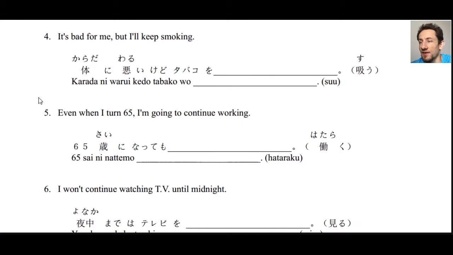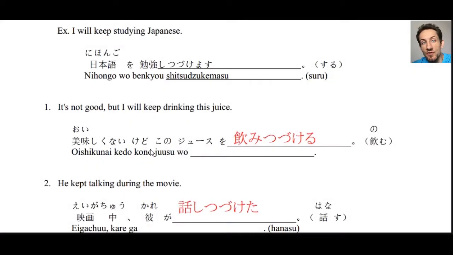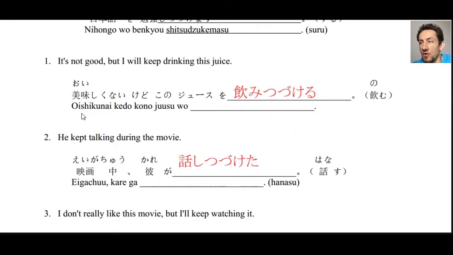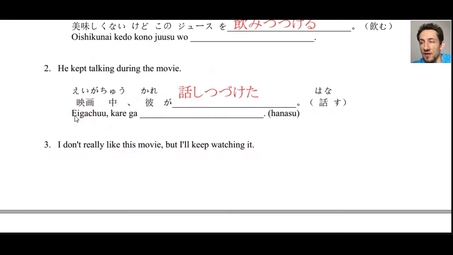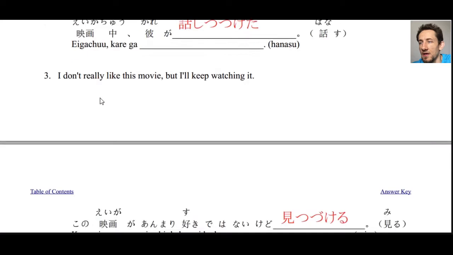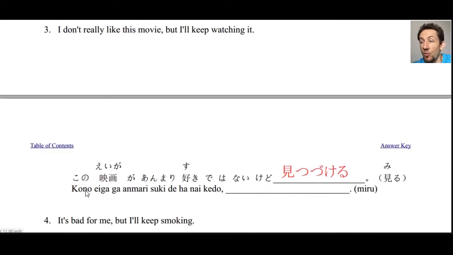And now we'll check. All right, so number 1, we have, it's not good, but I will keep drinking this juice. 美味しくないけど、このジュースを飲み続ける. Or 飲み続けます. But again, we're just speaking casually. So we have 飲み続ける. Number 2, he kept talking during the movie. 映画中、彼が話し続けた. So we have the past tense. 話し続ける、話し続けた.